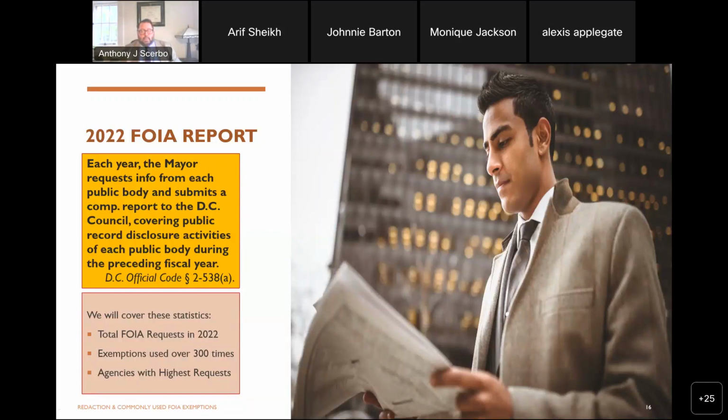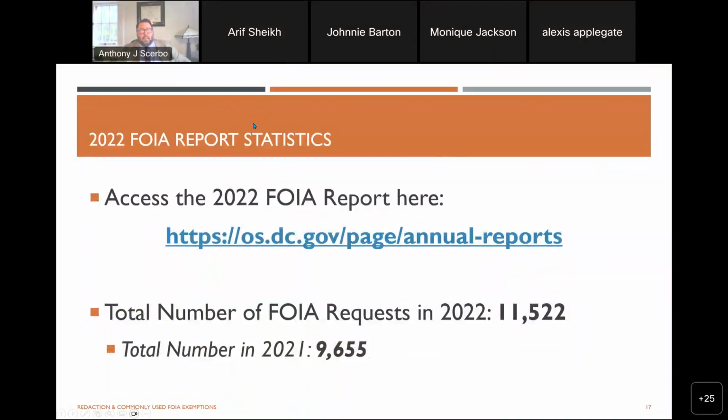So we're going to go on the basis of the 2022 report: total FOIA requests, exemptions that were used over 300 times, and then the agencies with the highest requests. So for the 2022 FOIA reports, here again is the link to the 2022 FOIA report at the Office of Secretary's page. For 2022, the total number of FOIA requests was 11,522. That's up from the same time the year prior, which was 9,655.